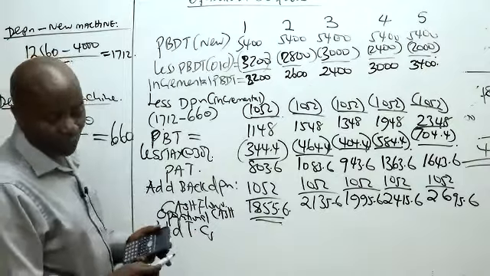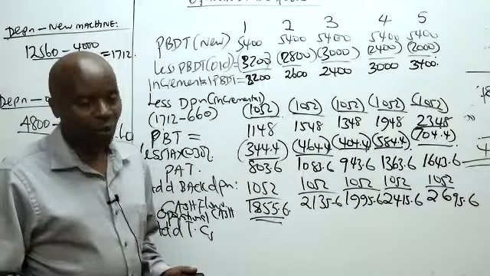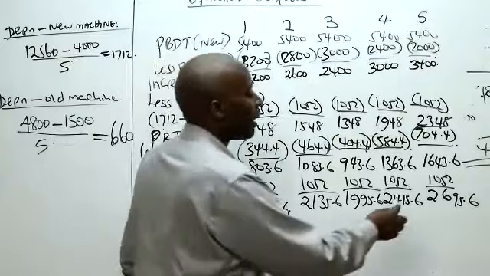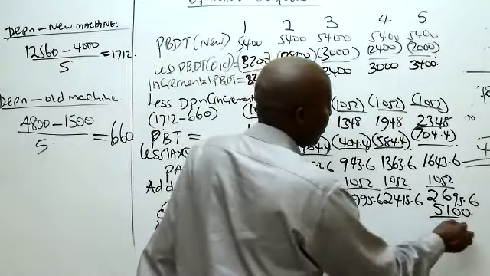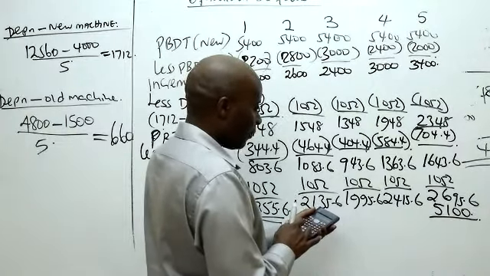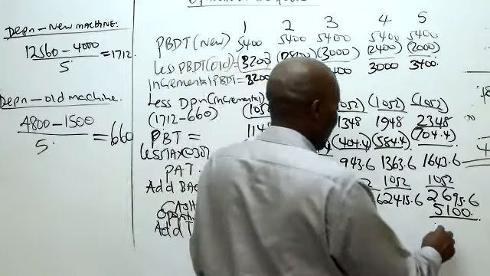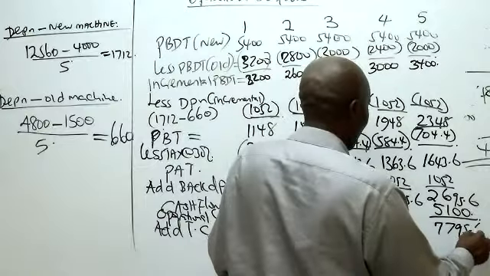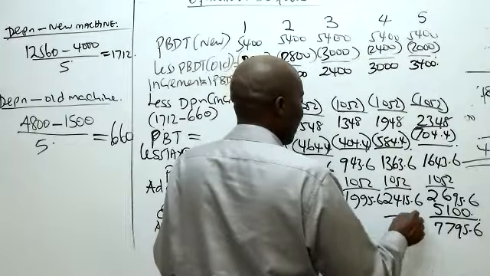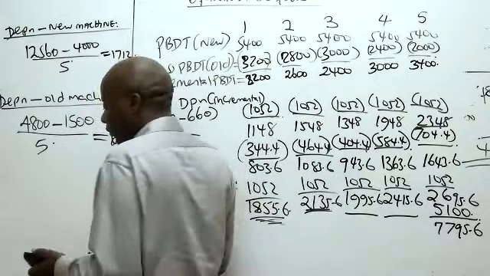The terminal cash flows, if my memory serves me well, you got 5,100, which was to come to us at the end of year 5. So at the end of year 5 here, come and add 5,100. So we have here 2695.6 plus 5,100, which will give us 7795.6. And all the other figures will remain like that.